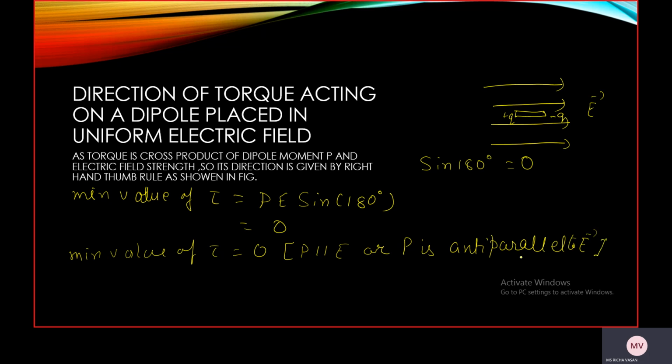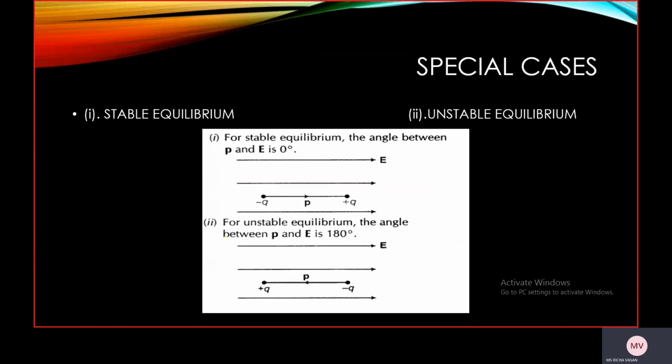Then we will have maximum and minimum value of torque. Okay. So now we come to two cases, that is stable equilibrium and unstable equilibrium. We already discussed that there will be two cases when torque is minimum. First is when the dipole is parallel to the electric field intensity, and the second case is when the dipole is anti-parallel to the direction of the electric field intensity. So let us discuss the first case, that is stable equilibrium.